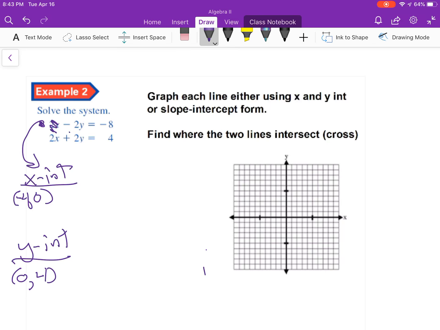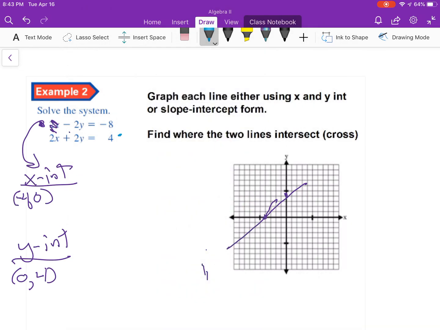So on the x-axis, I'll put one ordered pair at negative 4. And on the y-axis, I'll put another one at positive 4. Connect those two points. And there's the graph of one line.